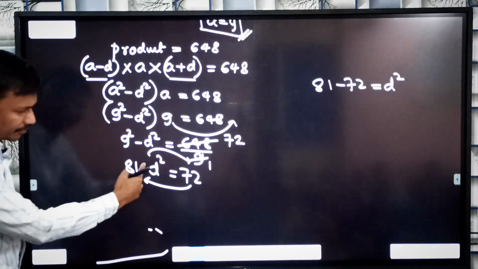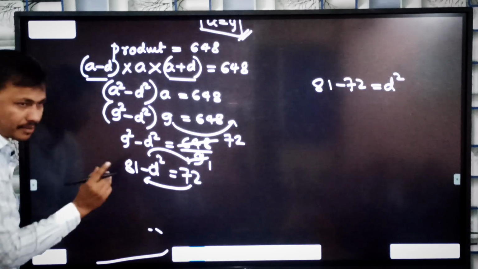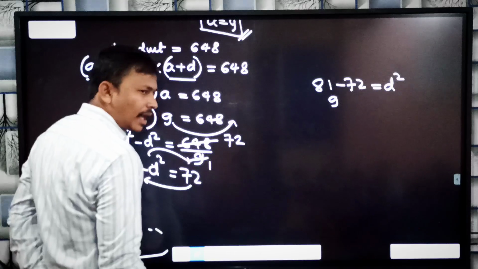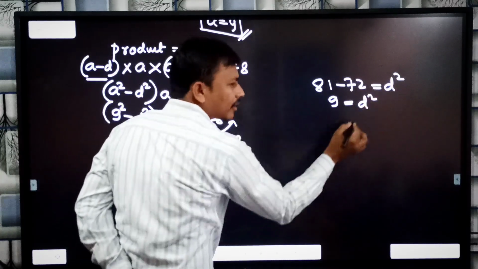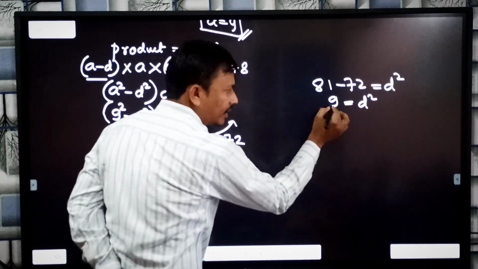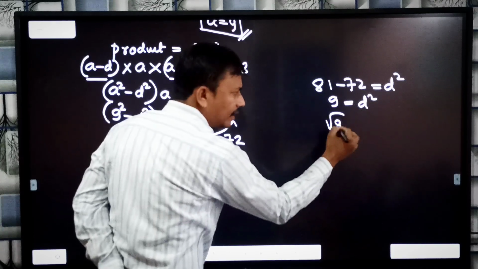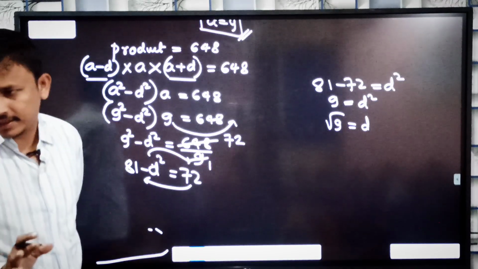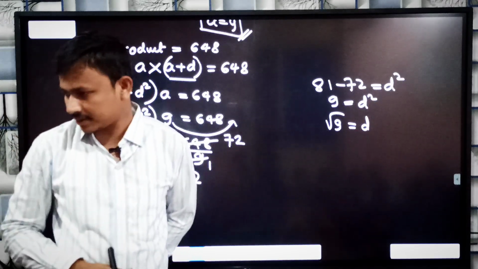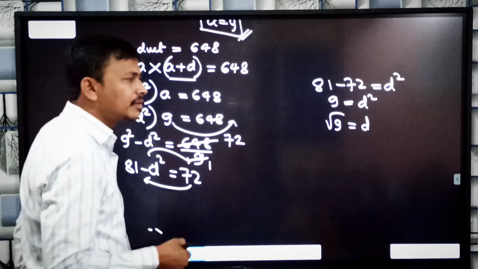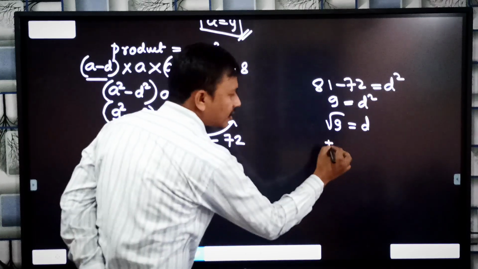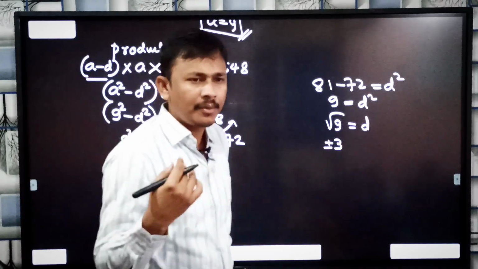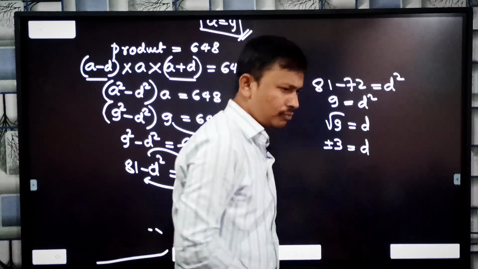Correct? Minus on this side becomes plus, and plus on that side becomes minus. Next, 81 minus 72 is 9, equal to d square. If you remove the square, what we need to add here? Root. Root 9 is equal to d. If we remove the square, we must put root on this side. Understood? Root 9 value is 3. We take it as plus or minus 3. Plus or minus 3 is equal to d.